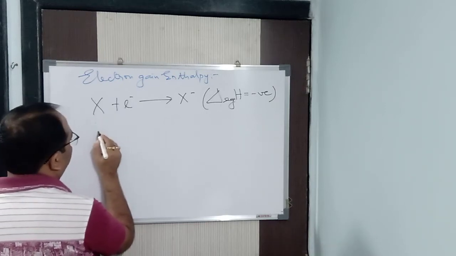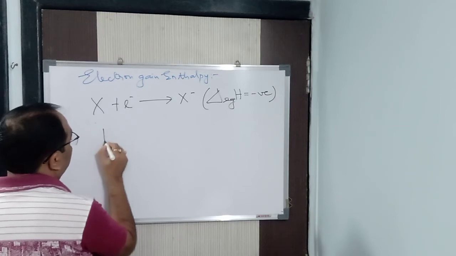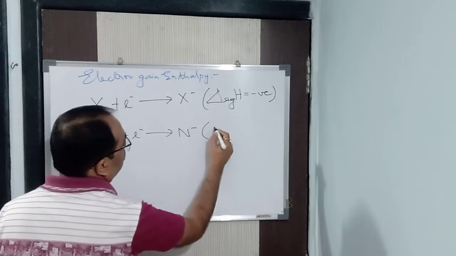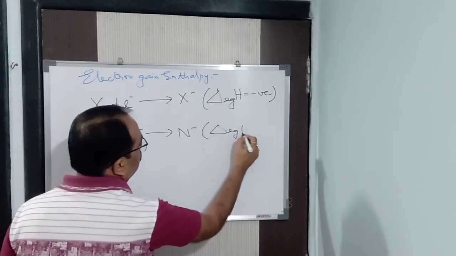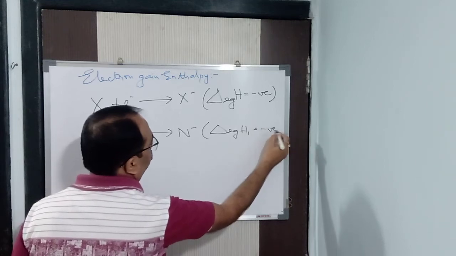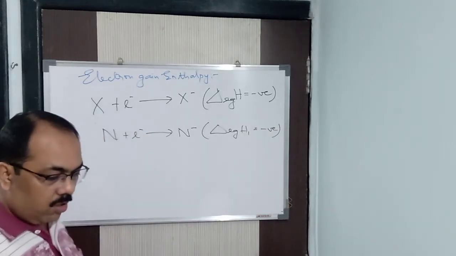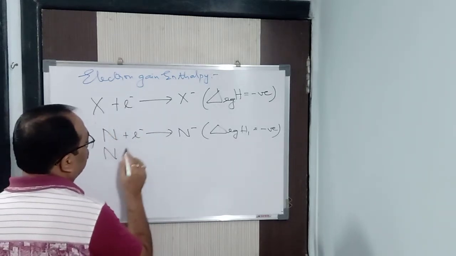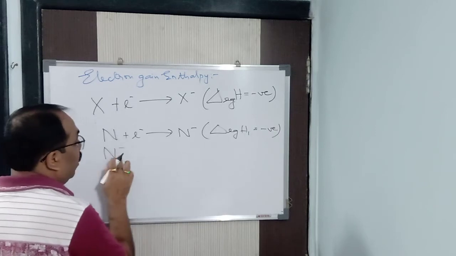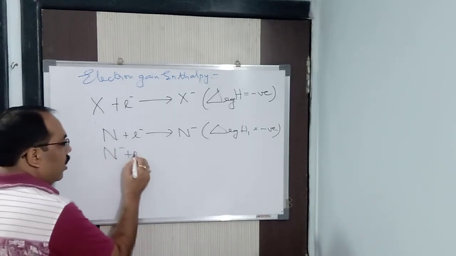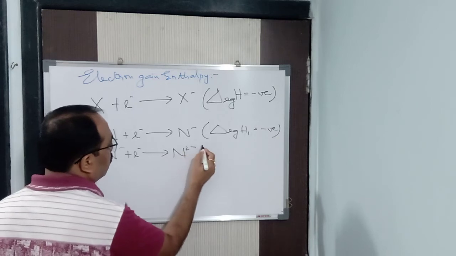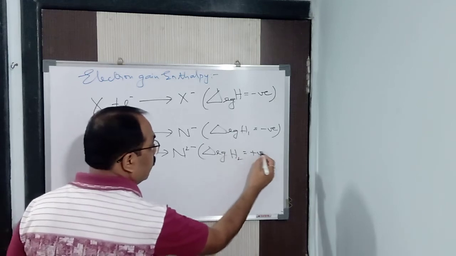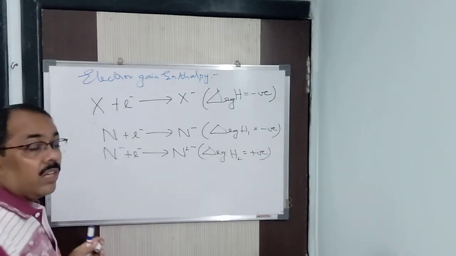Now let me give an example. Let us say I am taking nitrogen. Nitrogen gains an electron to form N minus. The first electron gain enthalpy, that is delta EgH1, is negative. No doubt about it. Next, after that it gains one more electron. N minus is going to gain an electron to form N2 minus. Now what about the second electron gain enthalpy? It is positive. Second electron gain enthalpy is positive.